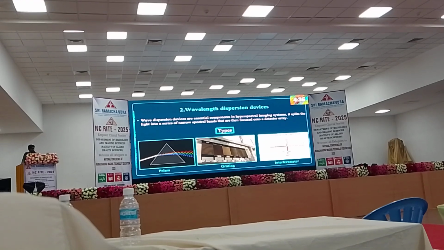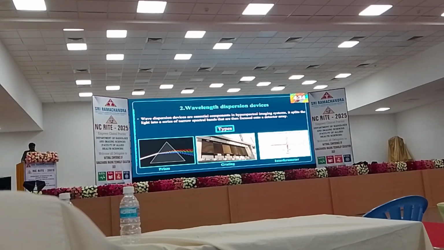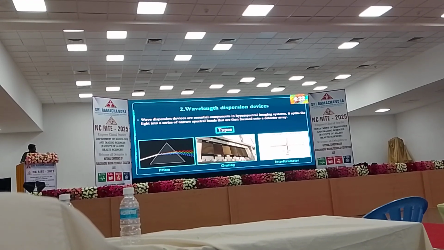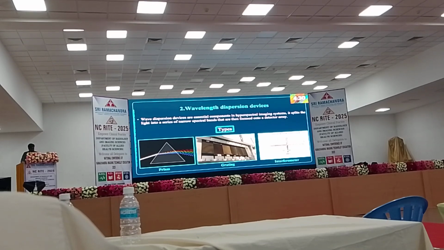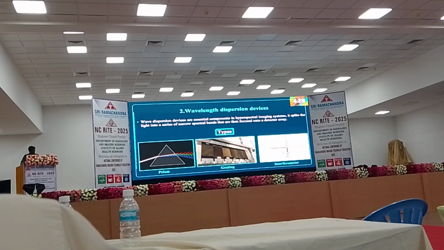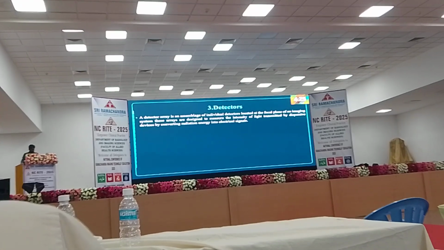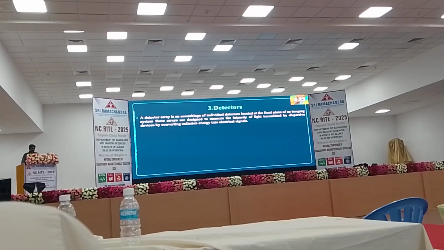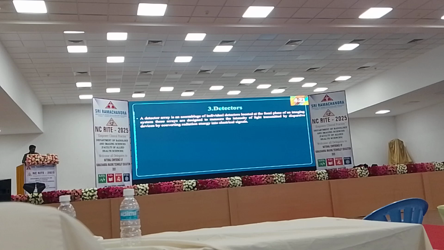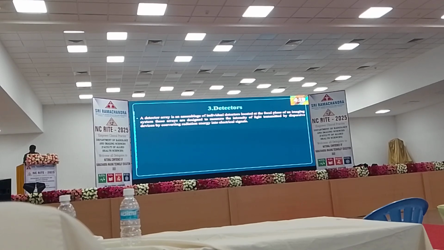Initially, it is used with a prism, for what I said before, the earlier stages. But now grating and interferometer are currently used for medical applications. So next is the detector. The detector's role is to collect the light and convert the light signal into an image for processing.